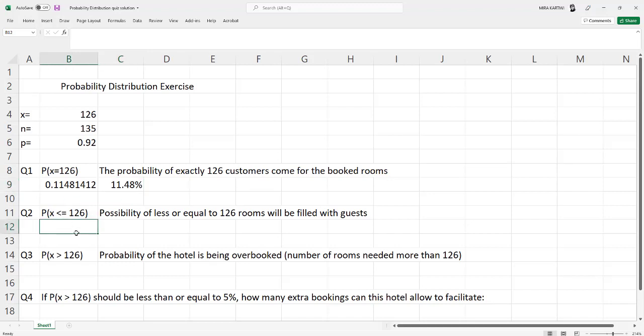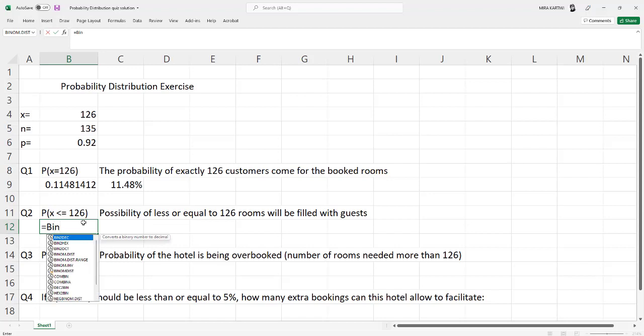The next one, we're going to focus on the possibilities of the guests that actually come being less than 126. In this case, there are a lot of possibilities, right? Possibilities of only one turning up, or only two turning up, only three turning up, and so on and so forth until it is less than or equal to 126. So in this case, we're going to accumulate all those possibilities as one result. The same thing, we're going to use binomial distributions.